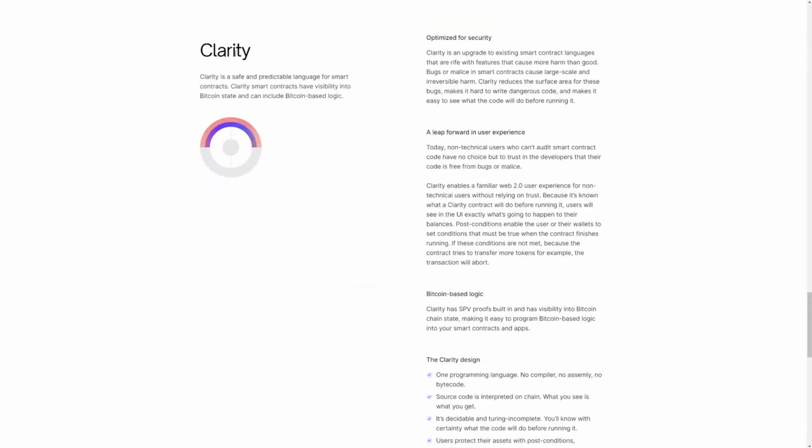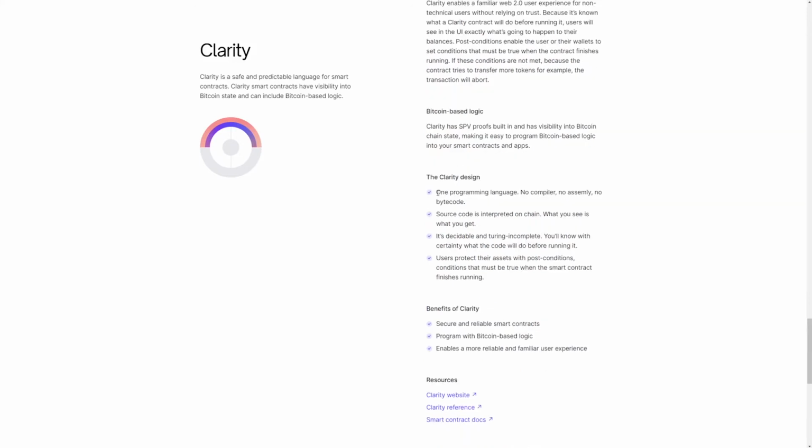Finally, taking a look at the Clarity smart contracts, we can see that it should reduce the surface area for all kinds of bugs or dangerous code and makes it easy to see what the code will do before actually running it. Clarity also enables a familiar Web 2.0 user experience, so that's great for all those non-technical users. And as they mentioned, you can try the code before running it, and if there are some errors, it will abort and not execute. So in a nutshell, it's one programming language without any compilers or assemblies or bytecode.